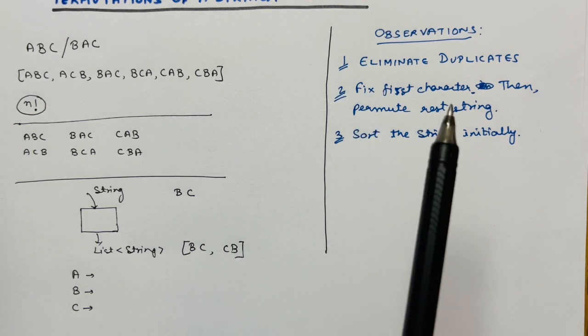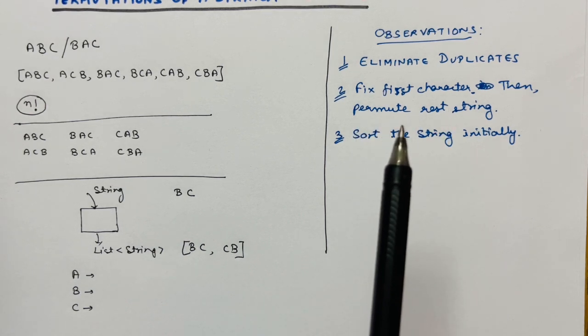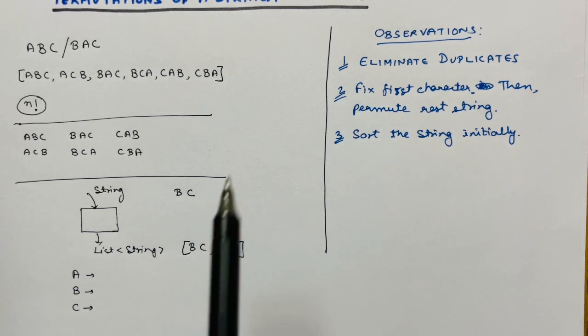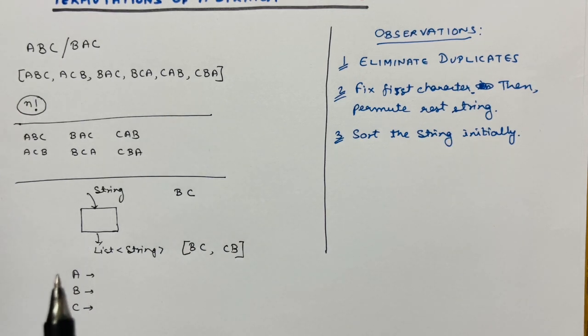Now let's focus on the second part. We can now fix the first character. Now the second part is, how do we permute the rest of the string? So if we see this overall problem, we have broken it down into smaller problems. We are saying that okay, we will first fix the first character A, then give me the answers for all the permutations of the remaining string BC.